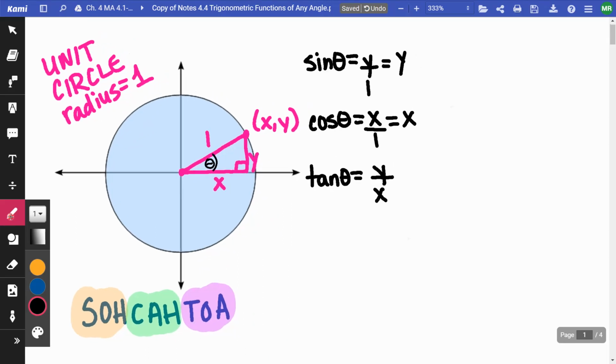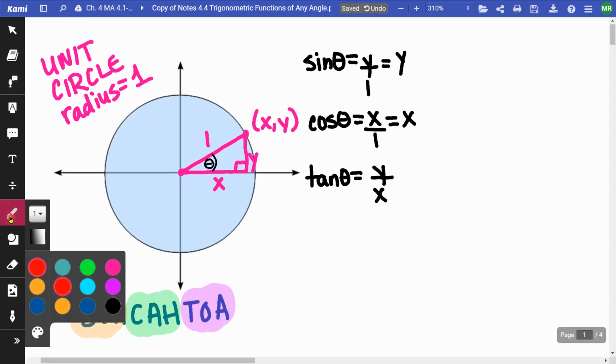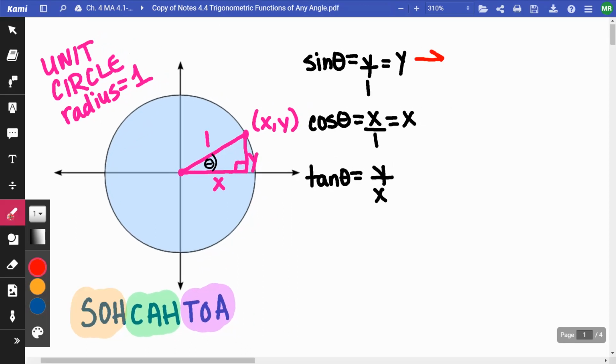Now, each of these trig functions has a reciprocal. The reciprocal of sine, remember, I always say s doesn't go with s and c doesn't go with c. So since sine is s, it's going to go with cosecant. Since cosine starts with a c, its reciprocal is going to be secant. And the reciprocal of tangent is going to be cotangent.